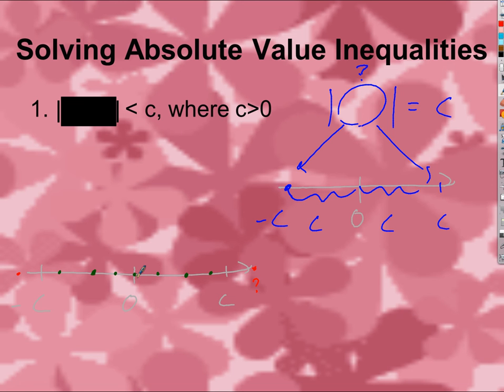If I graph them all, what's the graph going to look like? Don't I have to just fill all this stuff in? Do I include c? I don't include c because c is not closer than c to 0, is it? So I've got to put an open circle there. Now that looks an awful lot like what we dealt with on Thursday with compound inequalities, doesn't it?